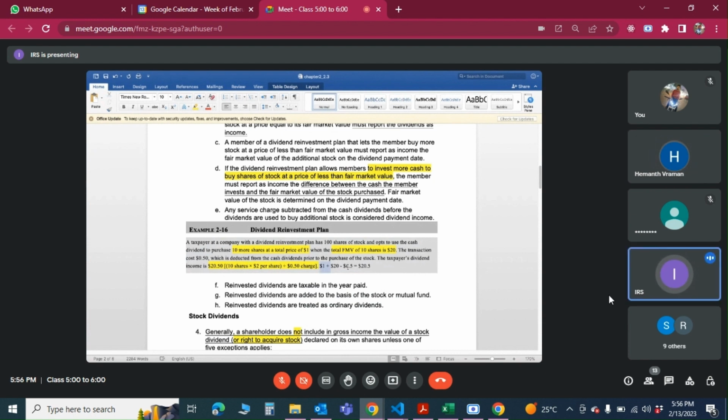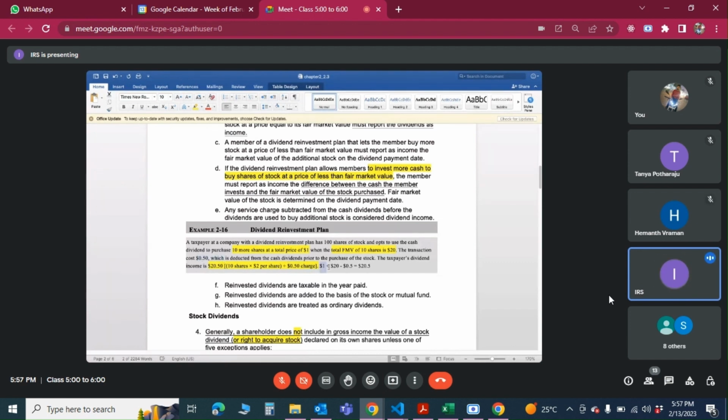So here, that's the transaction cost. He's paying a total price of $1, and the total FMV of shares is $20. Either you do it this way or that way, it's going to come to the same thing. 10 shares times $2 will come to $20, plus 50 cents, which the company itself has paid as transaction charge on behalf of the taxpayer. The taxpayer didn't have to pay anything.